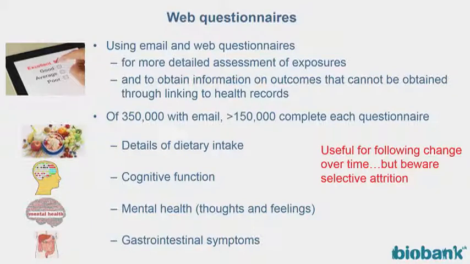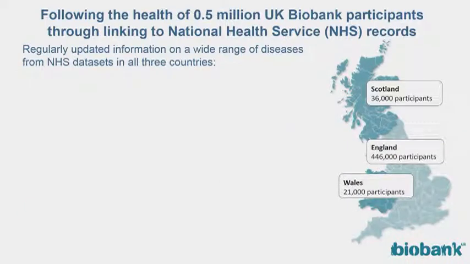These can be very useful, not just for collecting snapshots of information, but also for following change over time. But we do have to be careful here because of the issue of selective attrition. And we've looked at this explicitly with the Whitehall 2 study as an example, looking at the collection of cognitive function using a recall of participants to have measurements of cognitive function. And the biggest predictor of subsequent development of dementia is non-return to participate in a cognitive function assessment. So it is important, if we're going to use these methods, that we understand their coverage and issues of attrition.